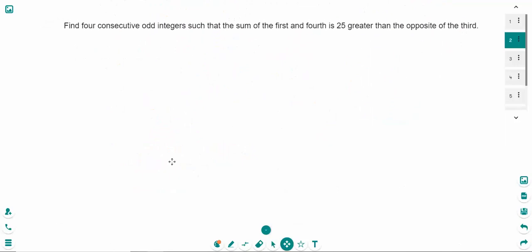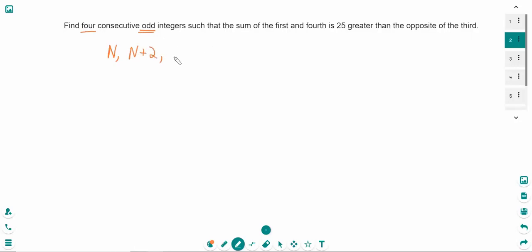All right, let's try one more just to make sure that you've got this. Pause the video and then try this yourself. All right, so this one says find four consecutive odd integers. All right, so right away I can start thinking what my variables are going to be. So I'm going to have an n for my first one. Because this is consecutive odd, I'm going to have to do the n plus 2.